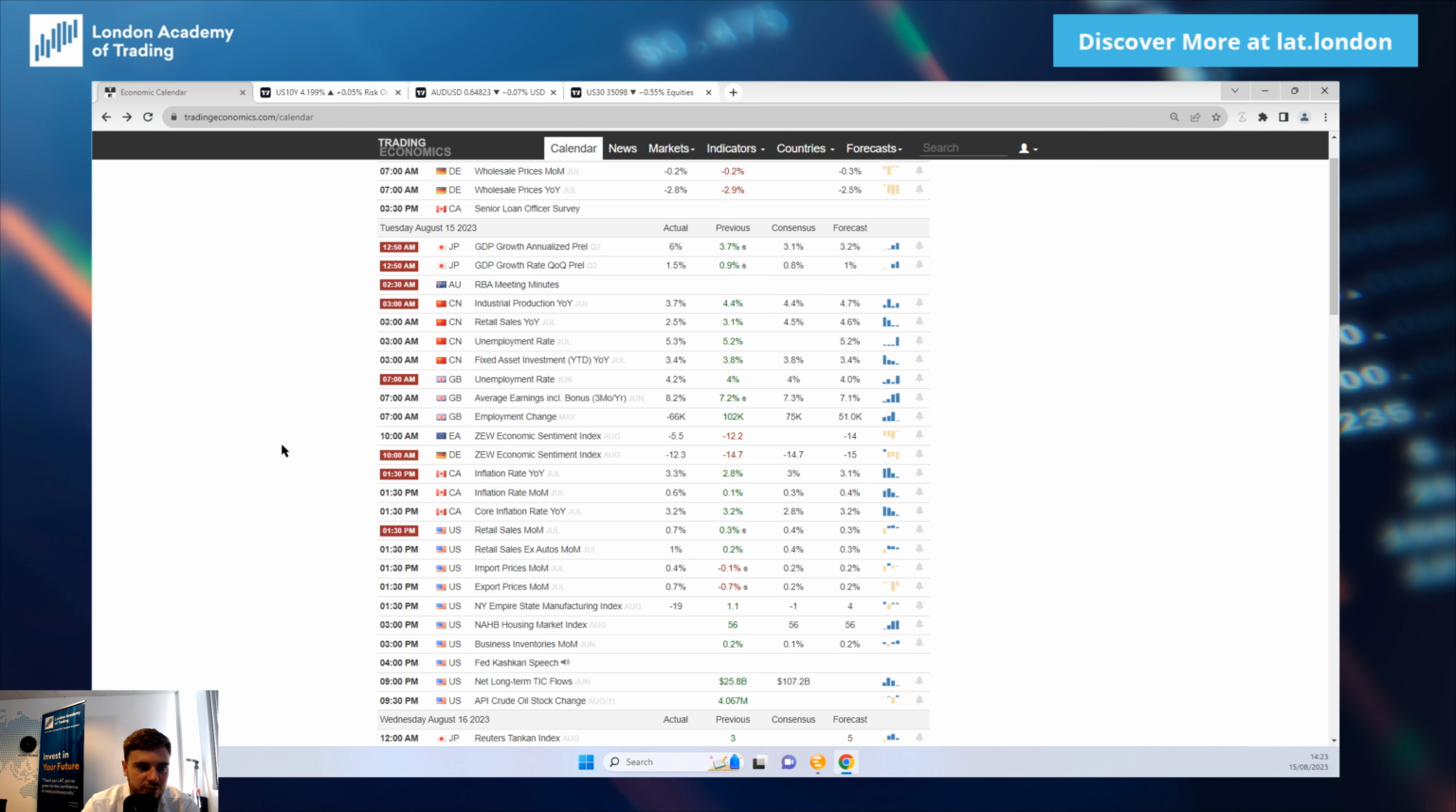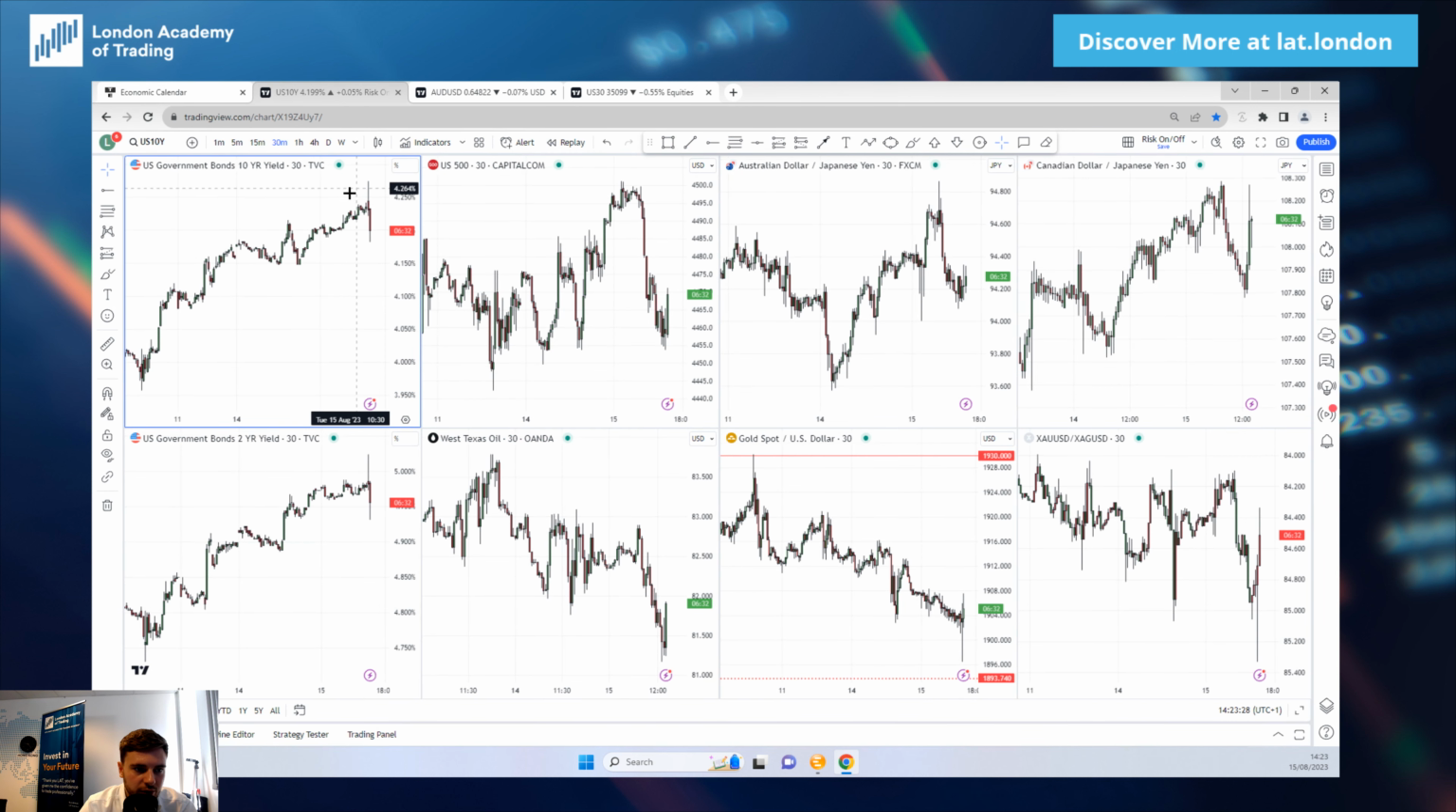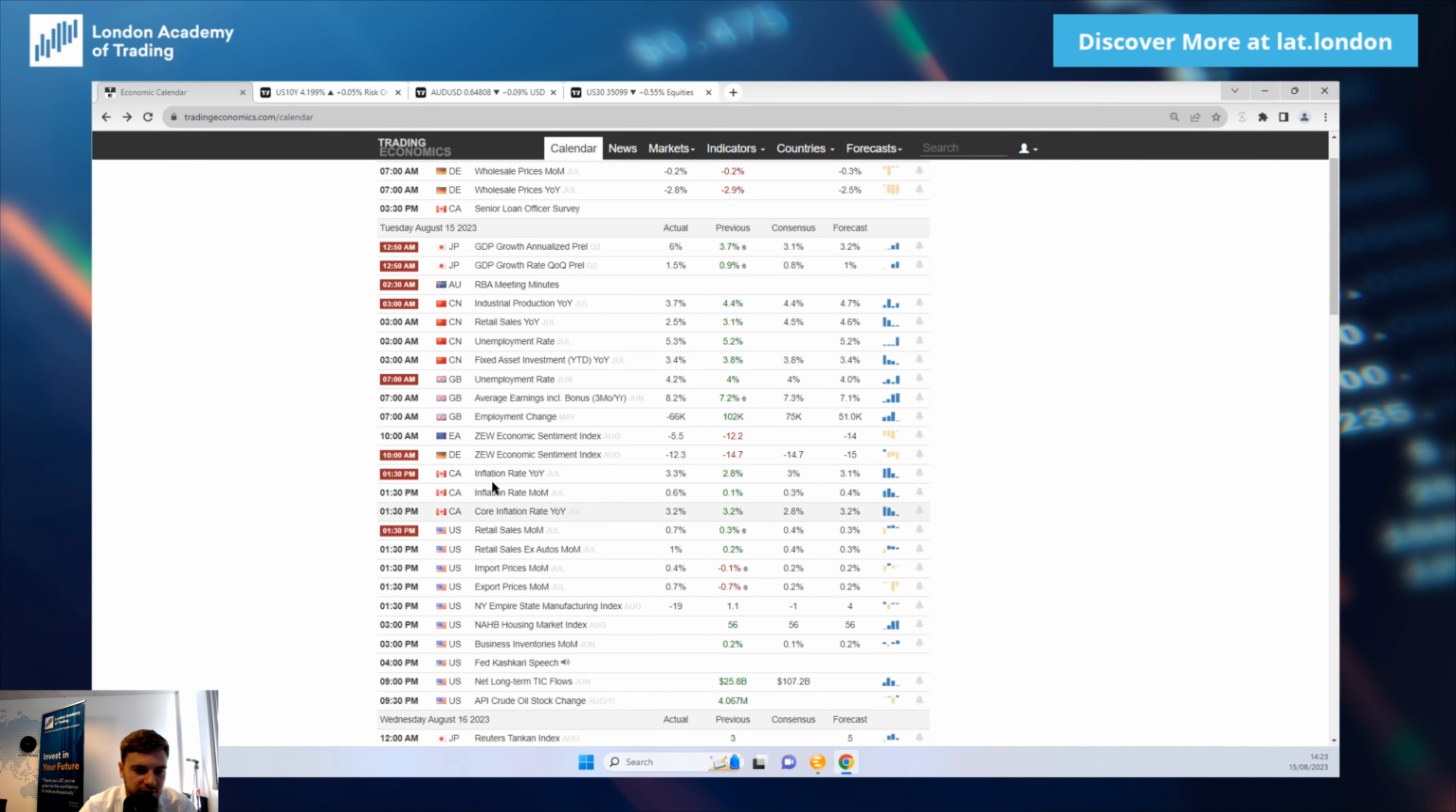Now when you look at the movements across markets, you can see yields did pop higher, which would be the expected reaction to, say, higher interest rates or higher interest rates for longer. But, you know, if the Fed have to keep hiking interest rates, or if the central bank have to keep hiking interest rates, the more that they hike interest rates, the more negative it's going to be for the economy going forward.